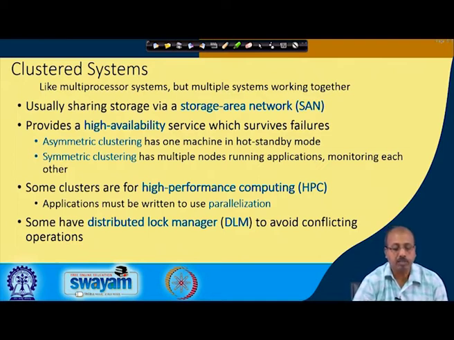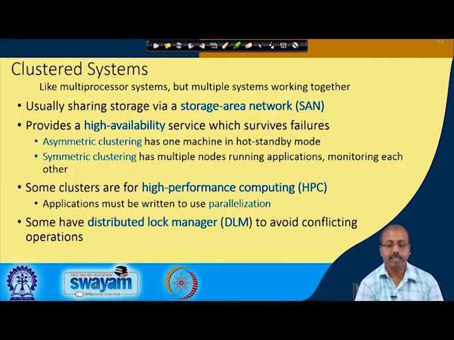If we have that, it provides a high availability service which survives failures. If one computer system fails, the storage area network will not fail. As a result, we can get a copy of the data kept on some other server on the storage area network and get the data from there. That way the availability of the system will increase. We can have asymmetric clustering, in which one machine is in hot standby mode. Hot standby mode means it is always doing whatever the master is doing, and in case the master fails, it can take over immediately. That is the concept of hot standby.